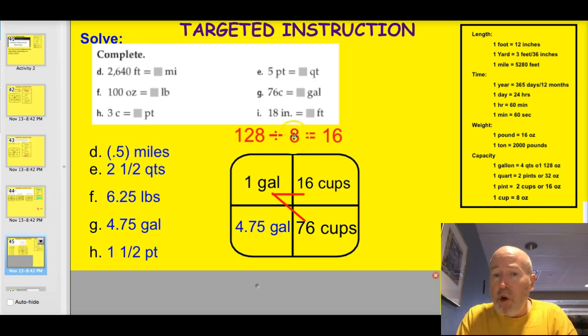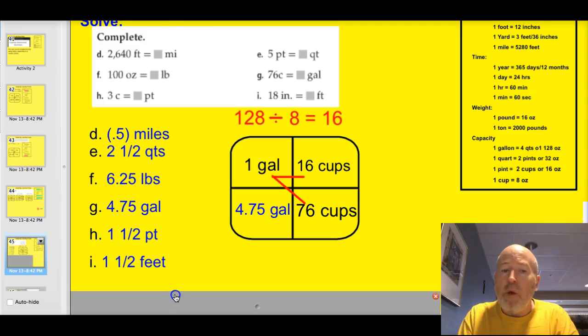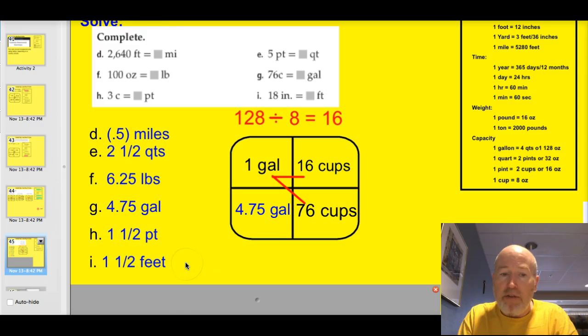So we just had to go that we knew that there are 8 ounces in a cup and 128 ounces in a gallon. So I took 128 ounces and I divided by 8 ounces per 1 cup, and I got 16 cups. So I knew that 1 gallon was 16 cups, and I needed to know what 76 cups was. So again, I left the gallon spot open. I multiplied diagonally, divided by 16 then. 76 times 1 divided by 16. It's 4.75 gallons. The answer to this last question, I'm sorry, H is 1.5 pints, and I is 1.5 feet.